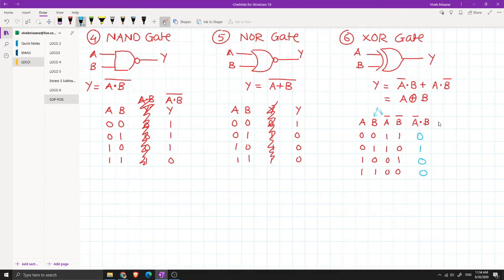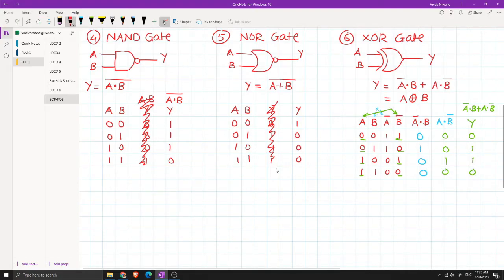Now next we are going to find the value of A dot B bar. This time we are looking at the A dot B bar combination. So 0 into 1 is 0, 0 into 0 is 0, 1 into 1 is 1, and 1 into 0 is 0. And at the last, for the output Y, we will have A bar dot B plus A dot B bar, so addition of these two. So we will have 0 1 1 0.